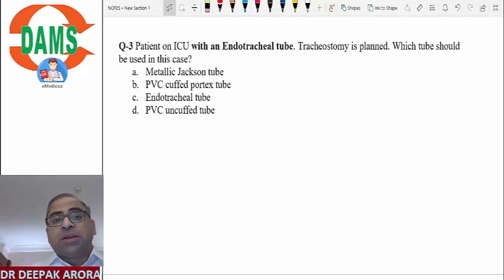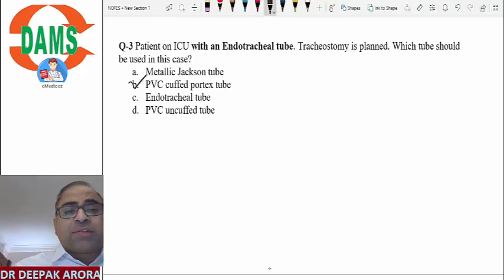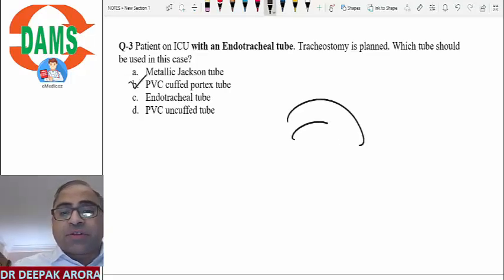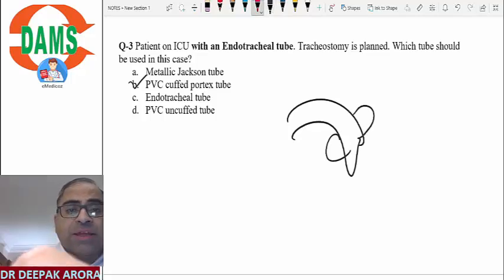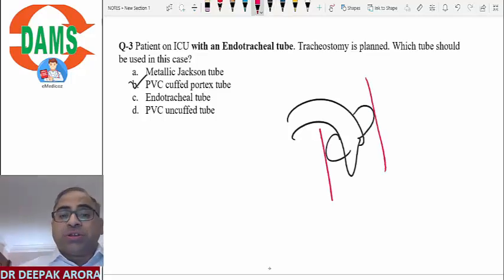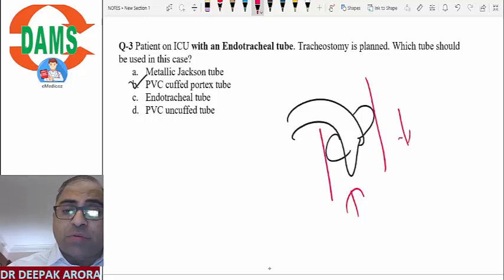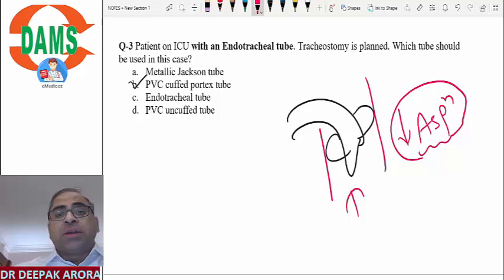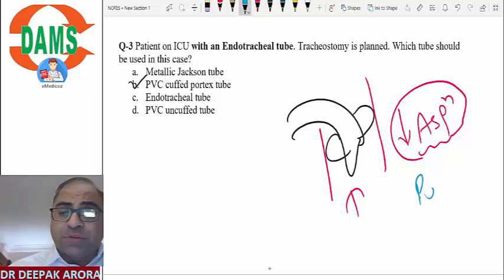Coming to the next MCQ, a patient on an endotracheal tube. Tracheostomy is planned. So which tube is the best tube? Out of the PVC tube, polyvinyl chloride, the most important is the cuffed tube. What is the advantage of this cuffed tube? This cuff will keep the tube in position. Like this is my trachea, we are putting the tube, we inflate the cuff. So this cuff will reduce aspiration. So what are the important advantages of this cuff? It reduces aspiration, and it keeps the tube in position.